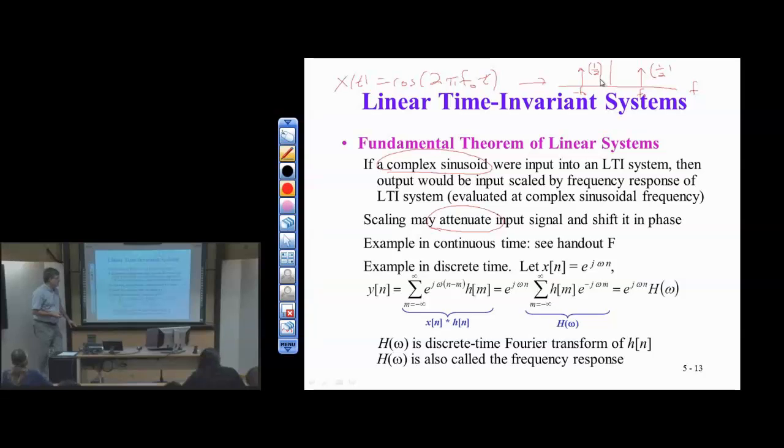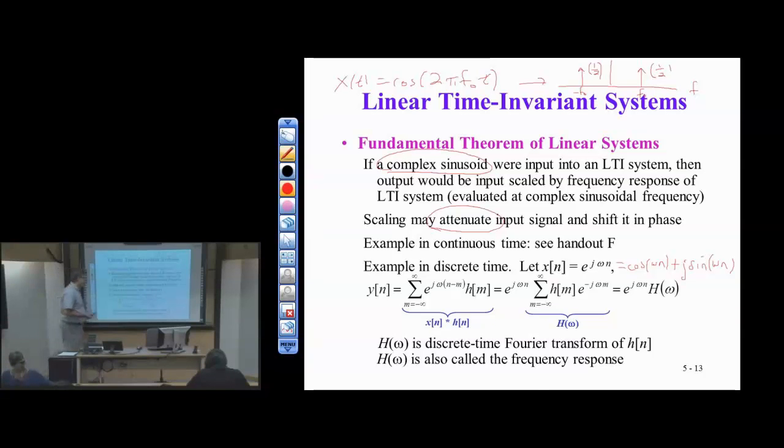There's an example in continuous time in handout F in the reader. The example in discrete time is to let the input be a sinusoid. Now this is a more general version of the sinusoid, and we'll look at both versions soon. This version we can write as a cosine and sine component, cosine omega n plus j sine omega n. So it's an oscillating signal with one frequency, and it's two-sided, but in discrete time.